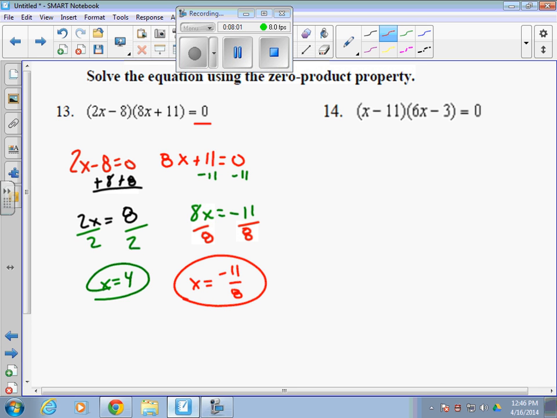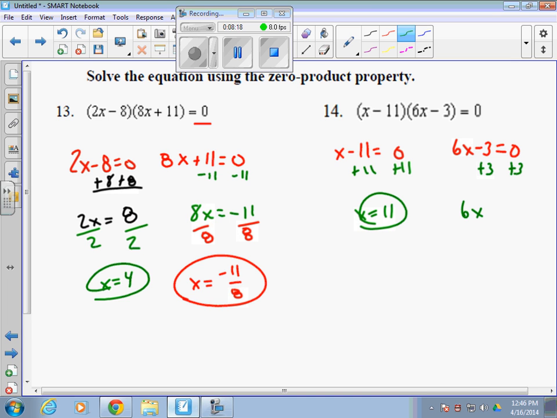You're going to do the same thing with number 14. X minus 11 equals 0. And 6x minus 3 equals 0. Get rid of minus 11 by adding it, x equals positive 11. Get rid of minus 3 by adding it. 6x equals positive 3. Get rid of 6 times something by dividing by 6. X equals 3 divided by 6. The number 3 goes into both of them, and goes into itself once, and then the 6 twice, so 1/2.